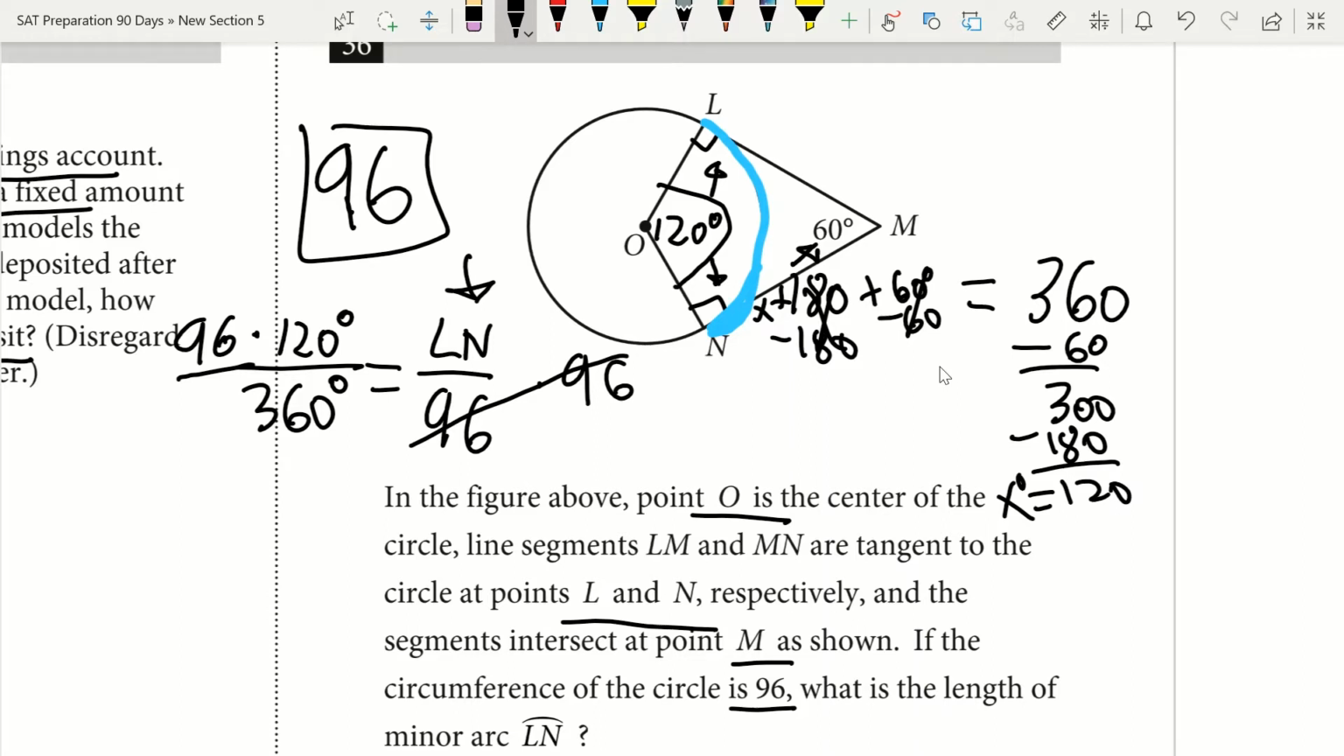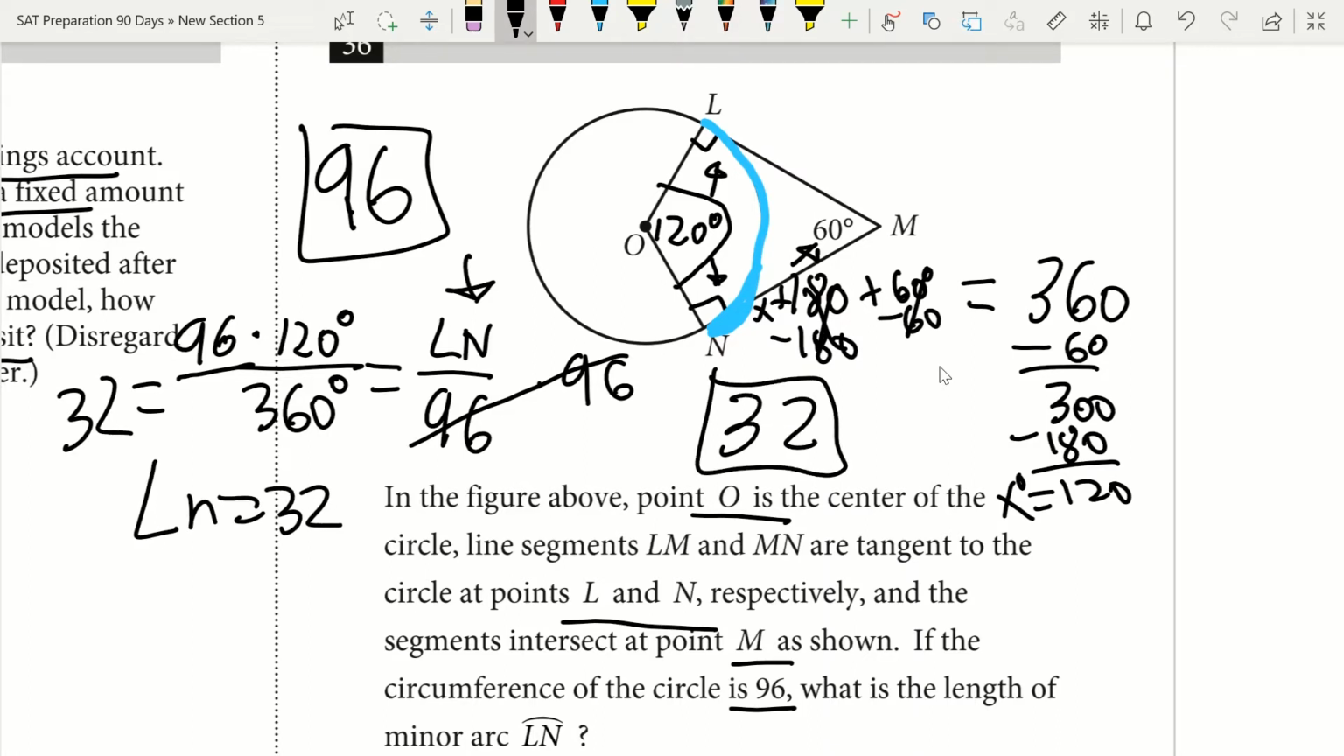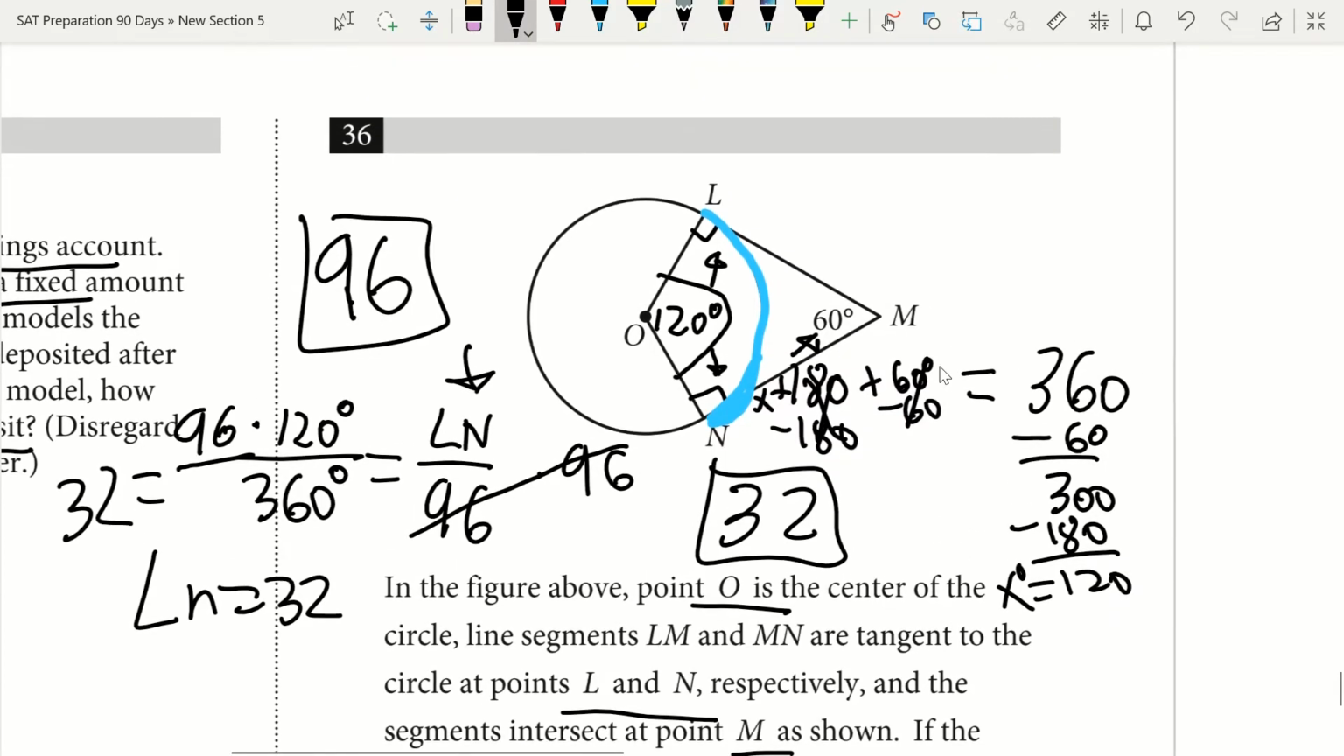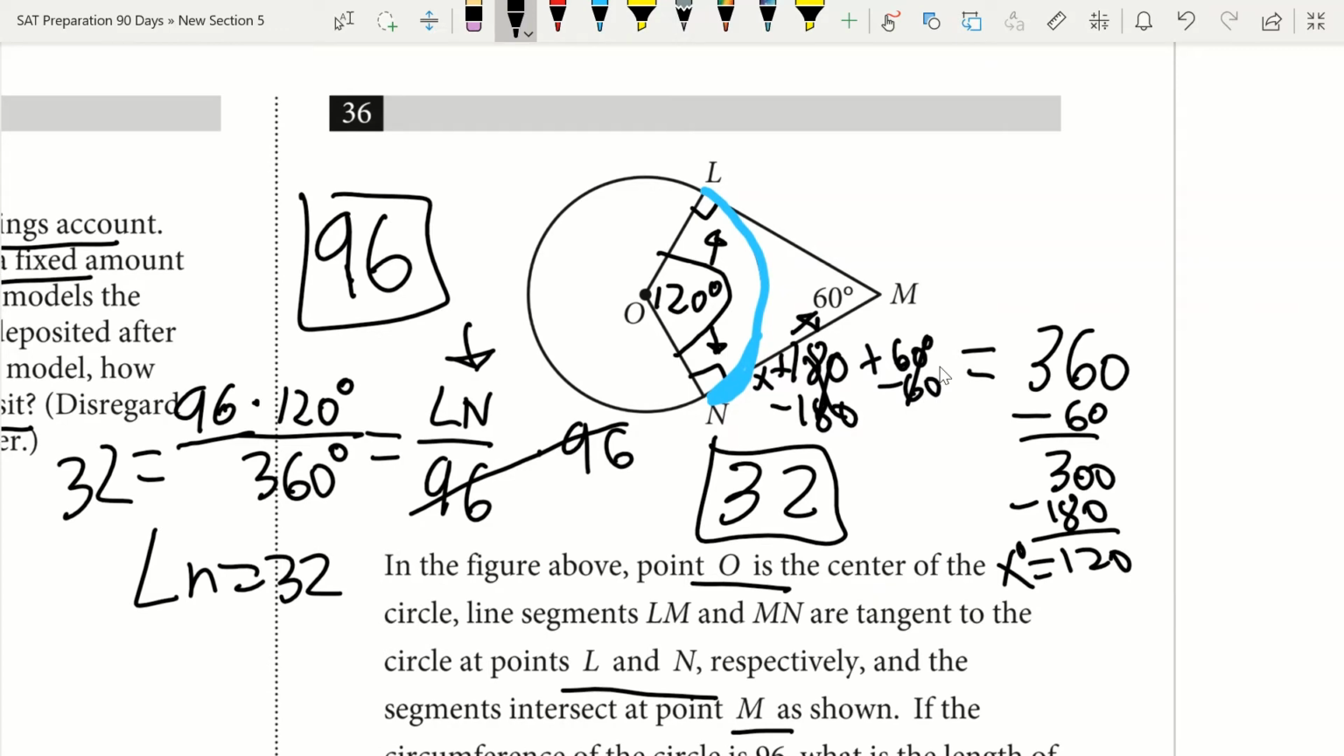When I do that, I get ln equals 32. So my answer there is going to be ln equals 32. So 32 is what I would put into my bubble sheet. That one right there is basically a geometry problem, just making sure you understand your shapes and how your angles work. If you understand your shapes and how your angles work, then you're going to be good there.